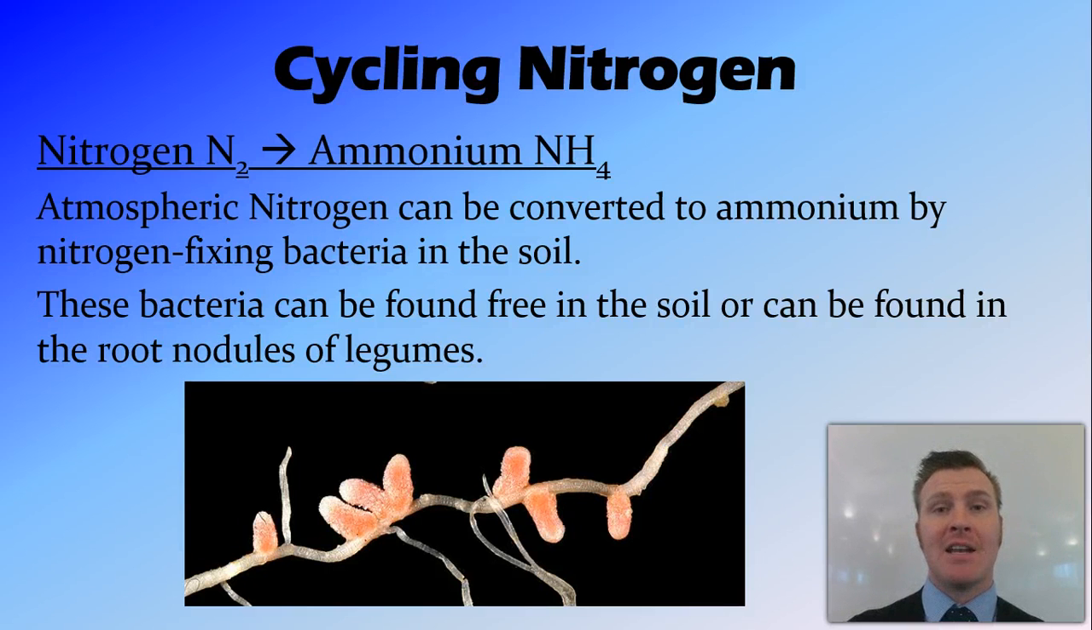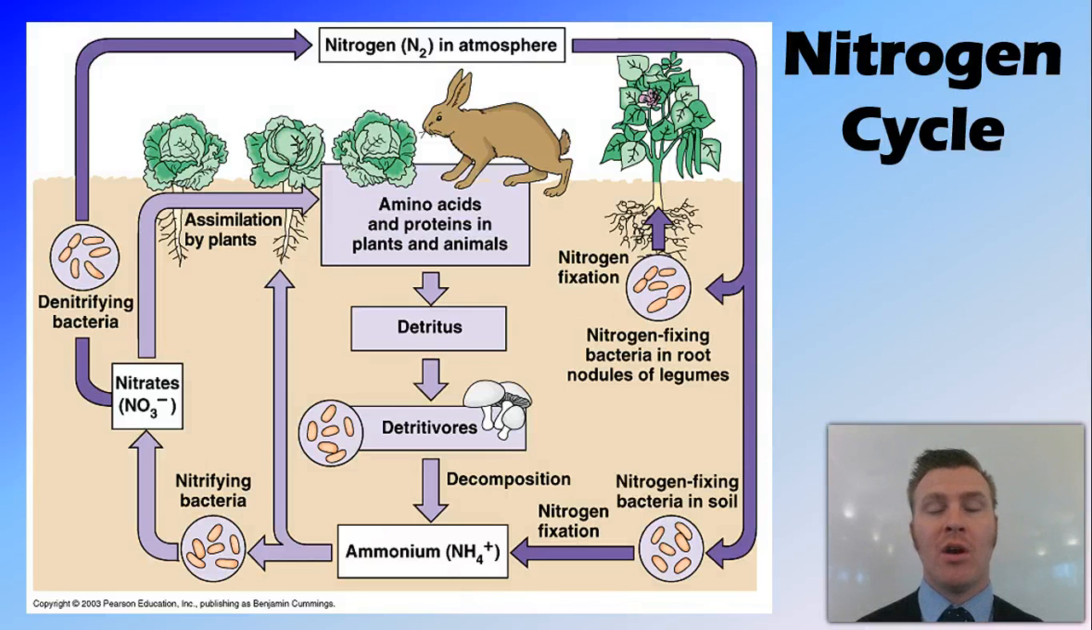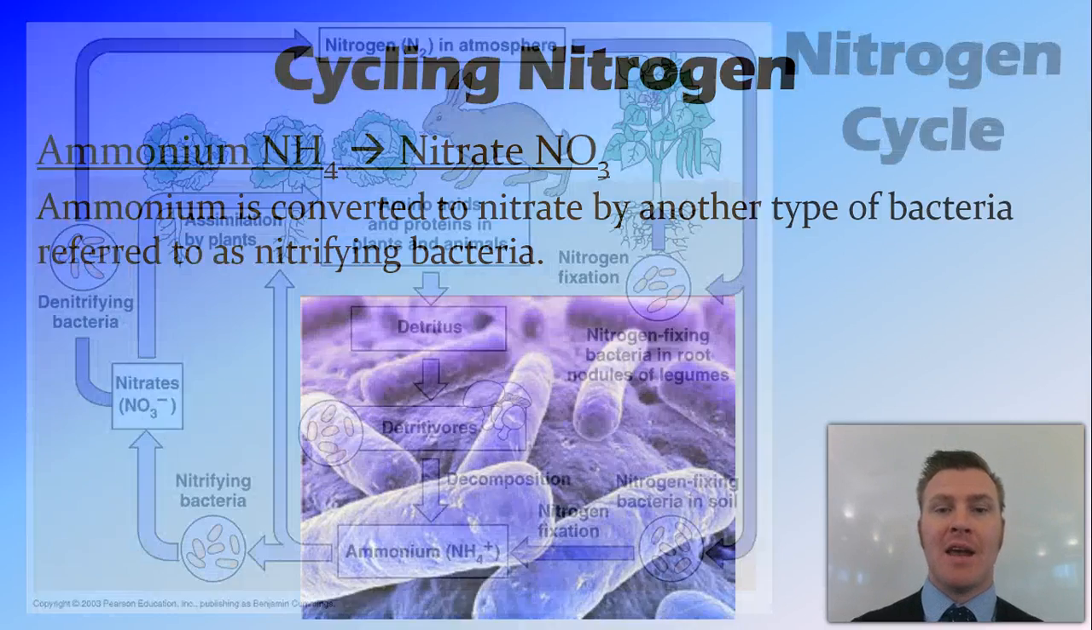Now some plants can use this. For example, legumes can use ammonium as a source of nitrogen, but most plants cannot. So therefore, once it's converted into ammonium, it needs to be converted into a useful form of nitrogen. And as I mentioned before, that useful form of nitrogen is nitrate. So another type of bacteria, and we call these nitrifying bacteria, convert the ammonium into nitrate. So once this happens, the plants are then able to use it.